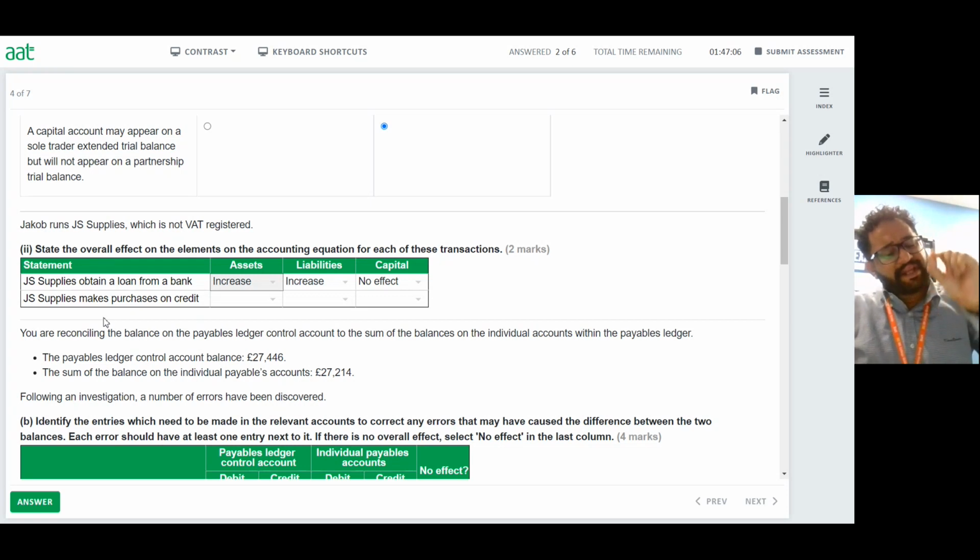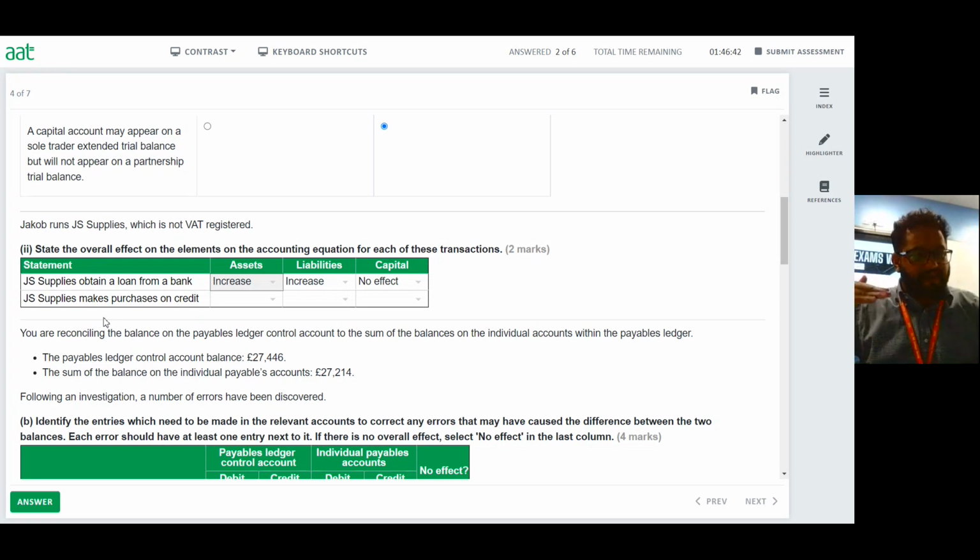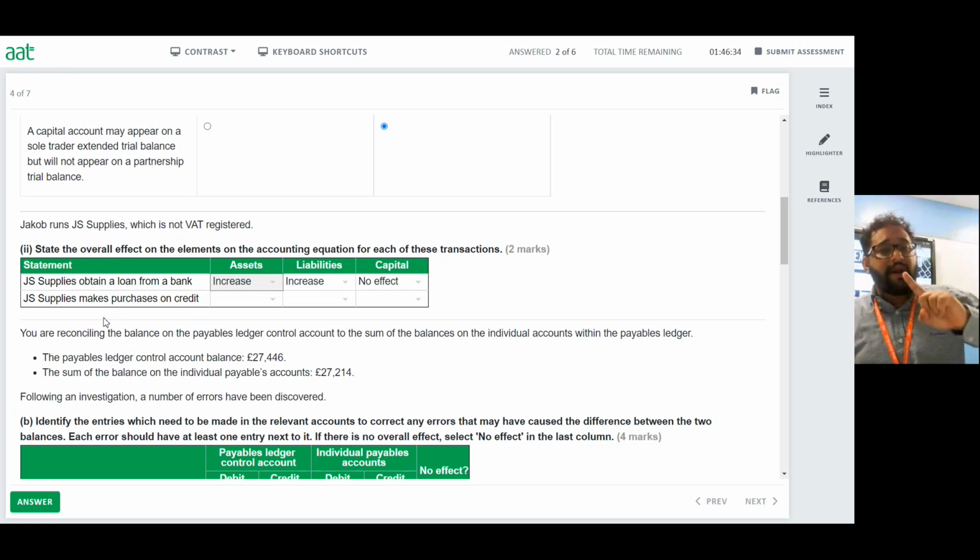So when we increase the purchases, that will reduce the profit for the year because it's an expense, isn't it? If I buy goods on credit, I'm going to incur an expense. That expense will go into my profit and loss statement, so I'm going to have less profit. If you have less profit, what is that going to do to your capital? It's going to reduce your capital, isn't it? So your capital is going to come down. Your liability is going to increase and your capital is going to come down.